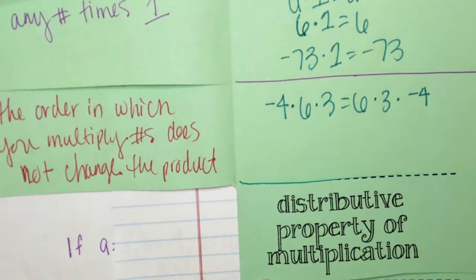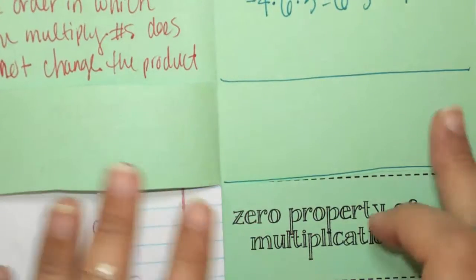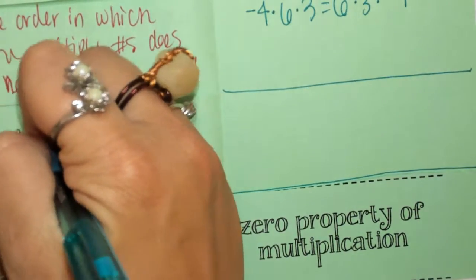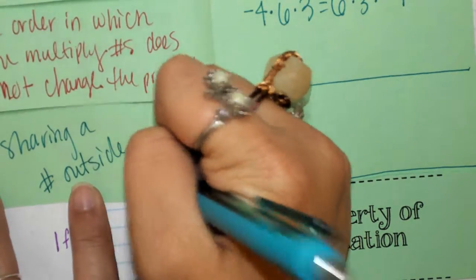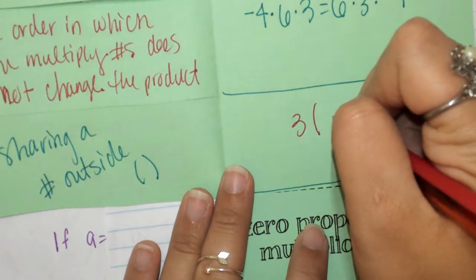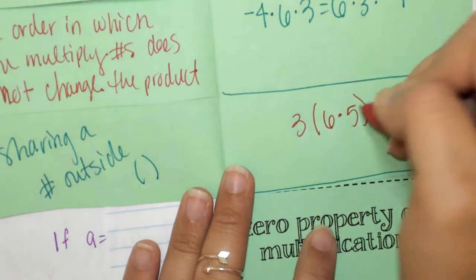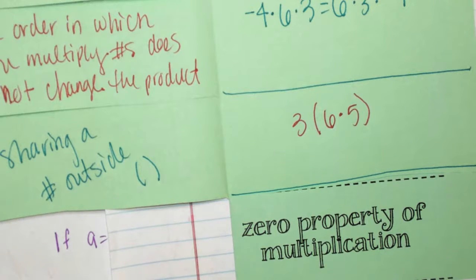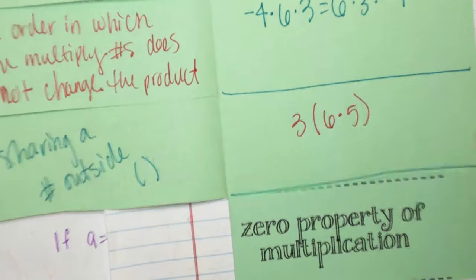All right, distributive property of multiplication is the same thing. It's crazy. I told you that they were adding in multiplication on the same thing. So it's still sharing a number outside parentheses. All it's saying is that we could say 3 times the quantity 6 plus 5. And you could distribute that to both of those and then multiply them together or add first. But again, it's counterintuitive to order of operations, so use order of operations.